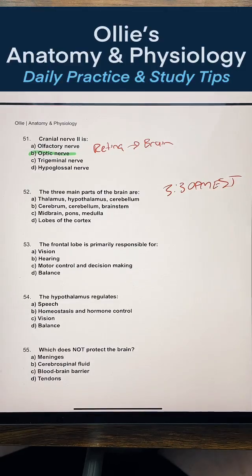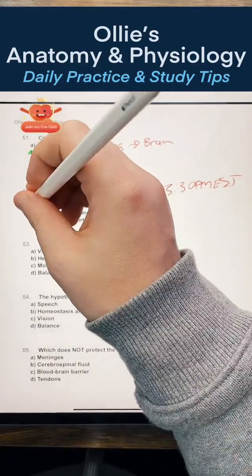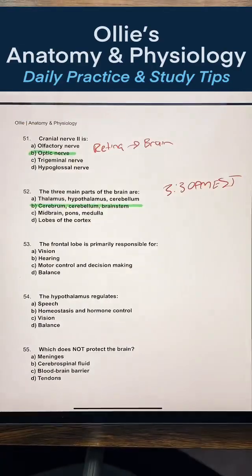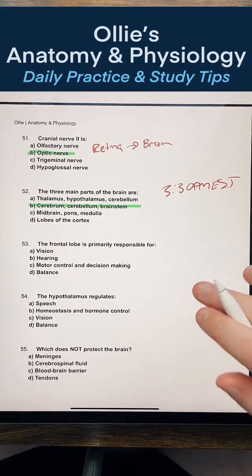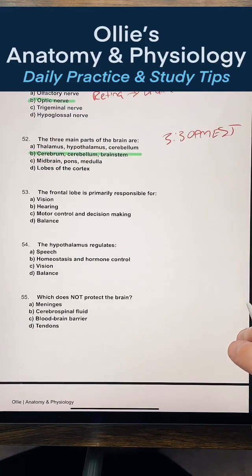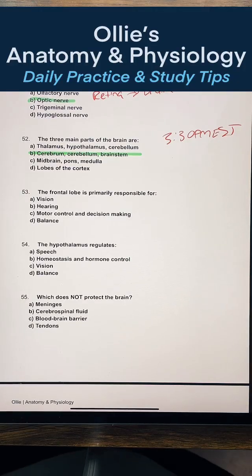Eastern Standard Time. But the three main parts of the brain are B. It is the cerebrum, the cerebellum, and the brainstem. These are the three major functional regions. Cerebrum, mainly for higher functions. Cerebellum for coordination. Brainstem is for our basic life functions. But number 53, the frontal lobe of the brain is primarily responsible for what? A, B, C, or D?